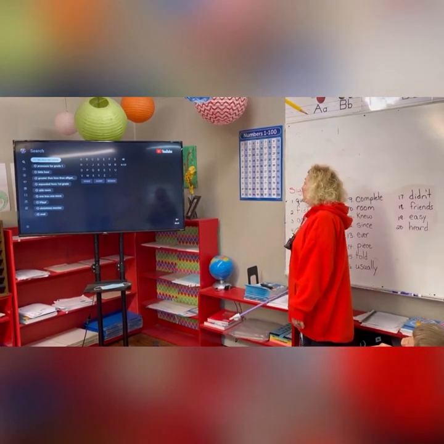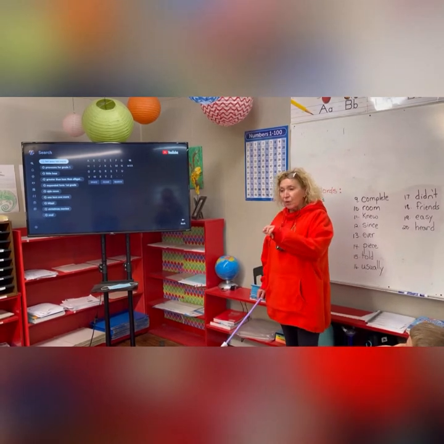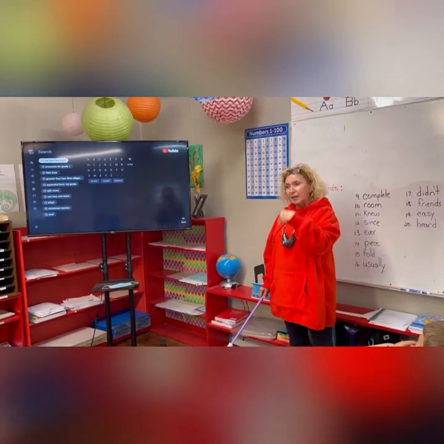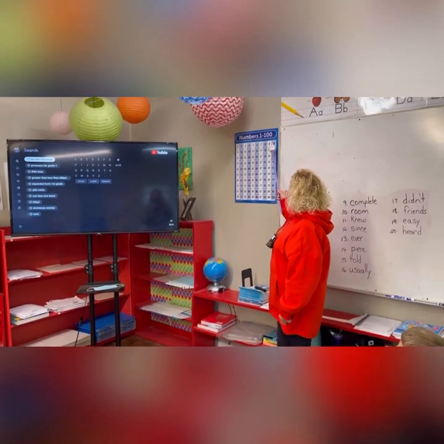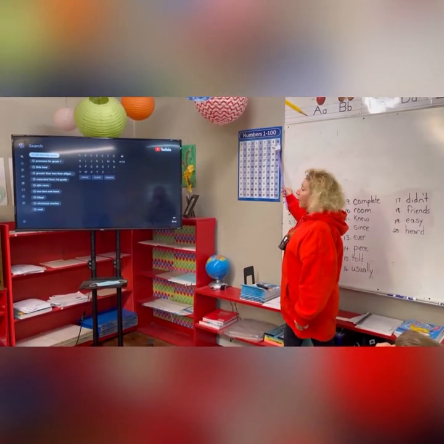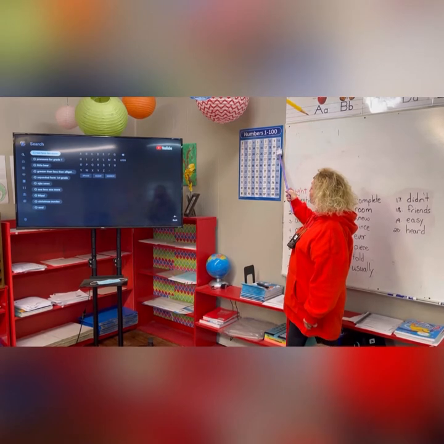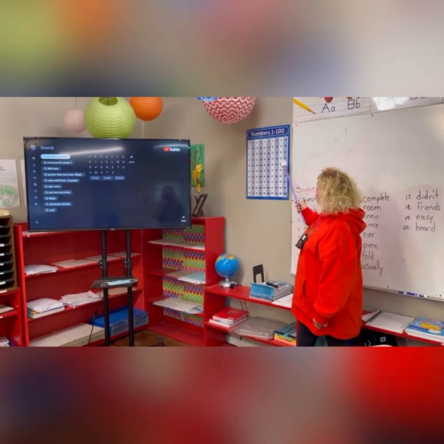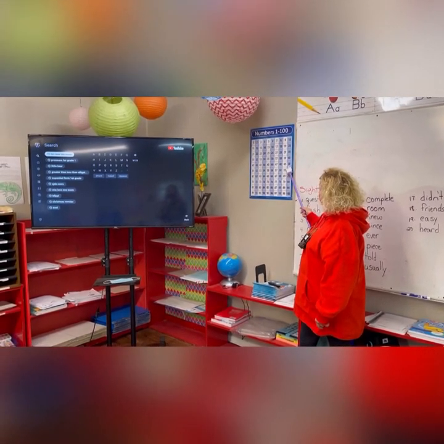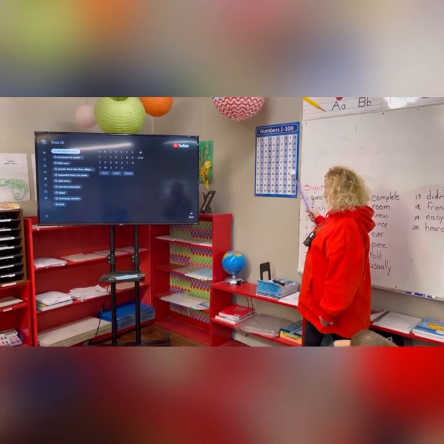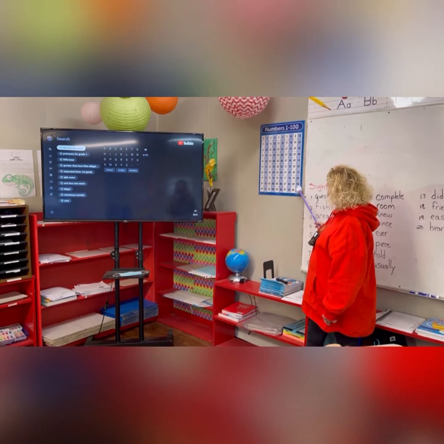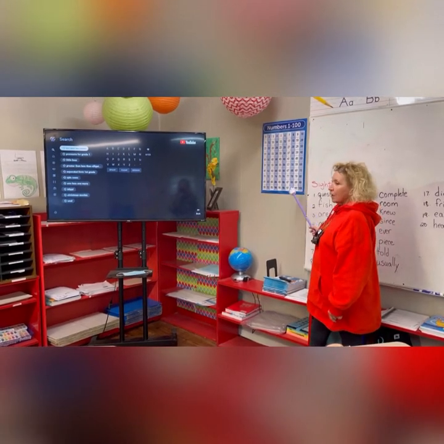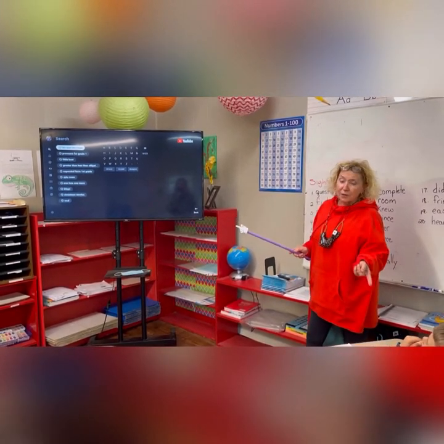Good. Okay. Remember how we were learning to count by tens, and we know the easiest way we can all do that. Count with me. 10. 20. 30. 40. 50. 60. 70. 80. 90. 100. You learned that long ago in kindergarten.